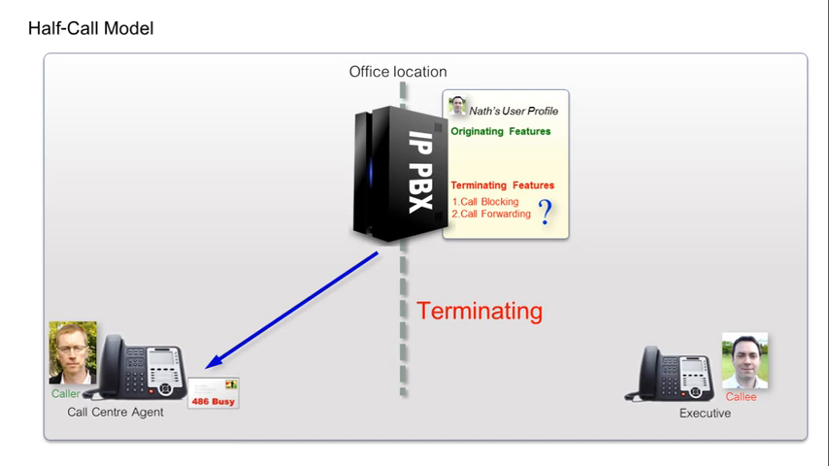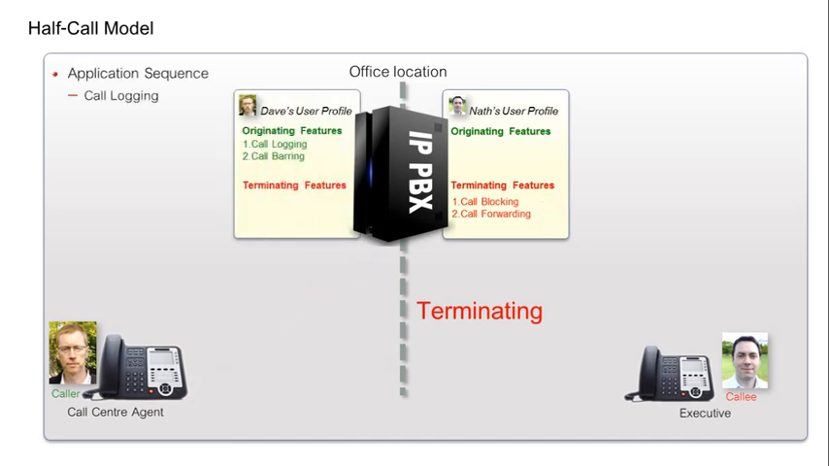Now, when we think about it, there's an application sequence, beginning with call logging and call barring in Dave's originating sequence, followed by call blocking and call forwarding in Nath's terminating sequence. The PBX applies one feature after the other in sequence, and if any cause the call to fail, like with call blocking, for example, the sequence terminates and no further features are applied.